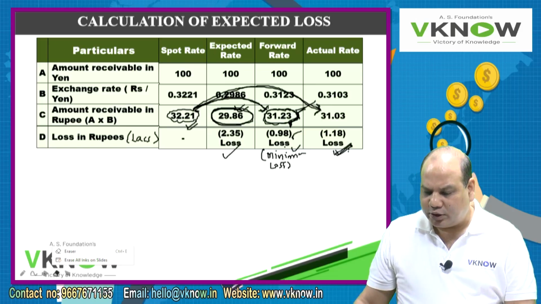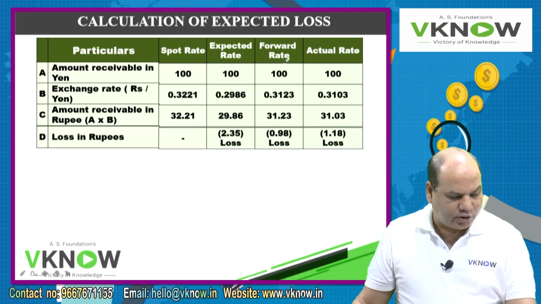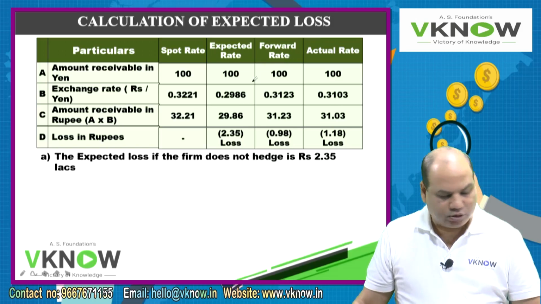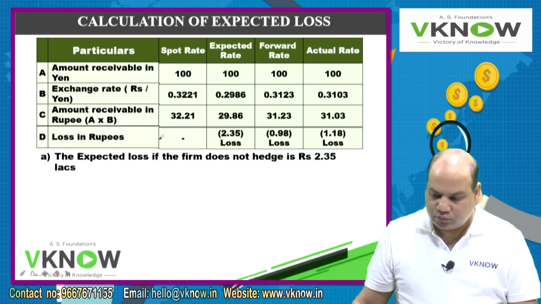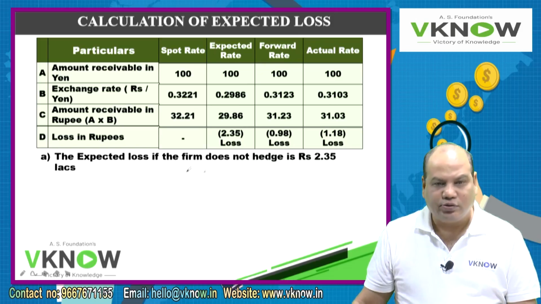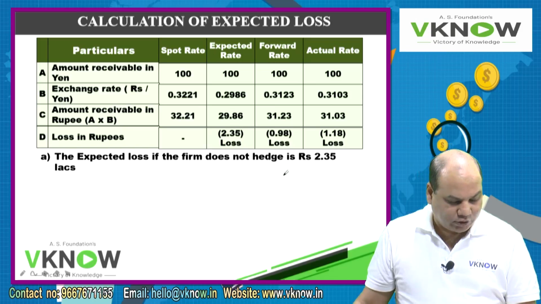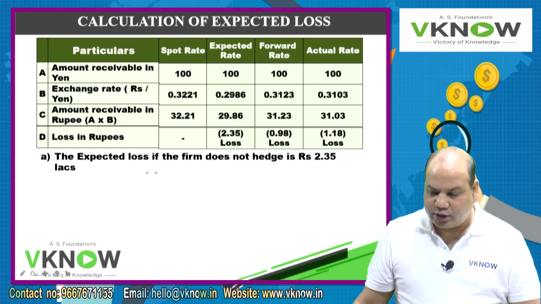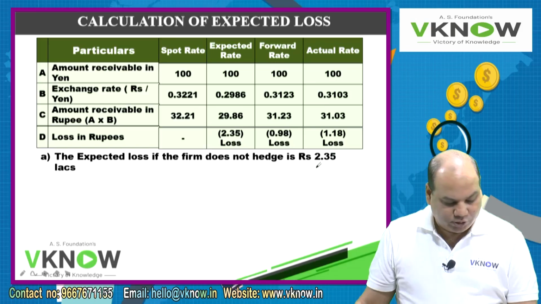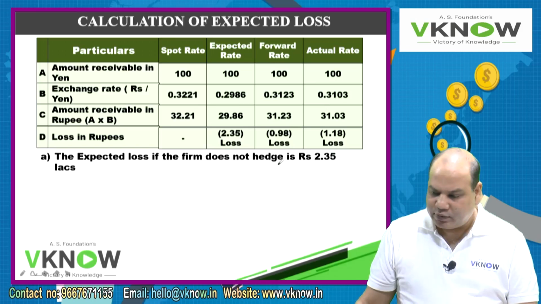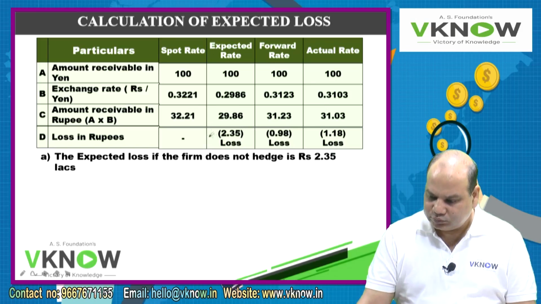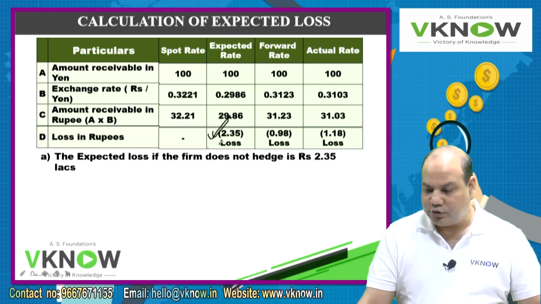So now we have to write down the answers as per the question. The question says expected loss if the firm does not hedge. Expected loss if the firm does not hedge. That is my first question. So you will write the expected loss if the firm does not hedge is rupees 2.35 lakhs. That was your first question.